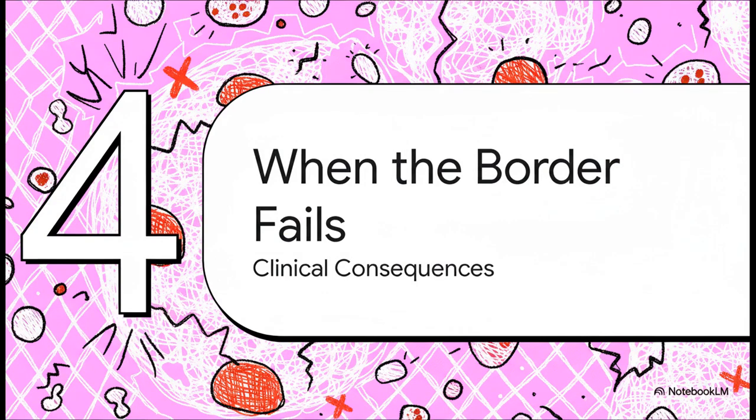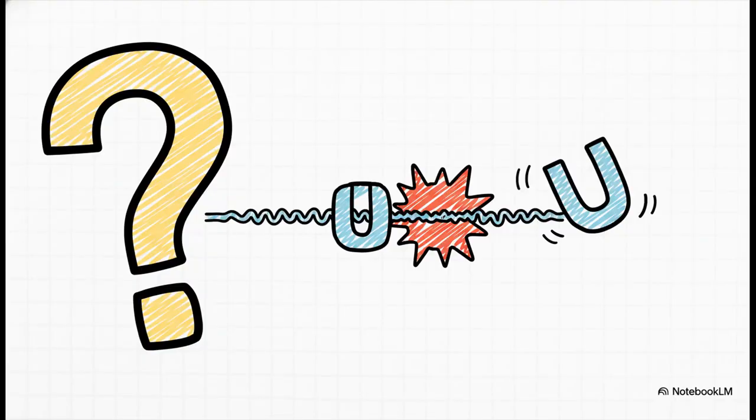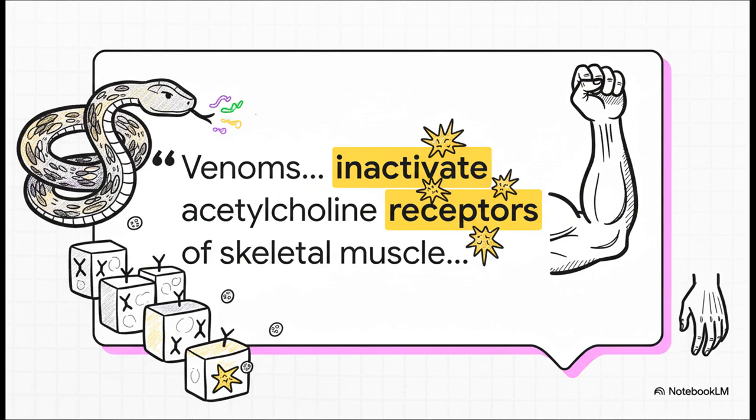So, we've seen the membrane as a gatekeeper, a communicator, and an anchor. But what happens when this absolutely crucial border is compromised? Well, the consequences are immediate and, frankly, often devastating. First, let's think about that communication system. What happens if a receptor is just blocked, if it can't receive its intended signal? The result is paralysis. Snake venom is a terrifyingly perfect example of this. Its molecules are shaped to fit perfectly into the receptors on our muscle cells, the very same receptors that are waiting for a signal from your nerves. The venom gets there first, it blocks the signal, and the muscle just can't contract.